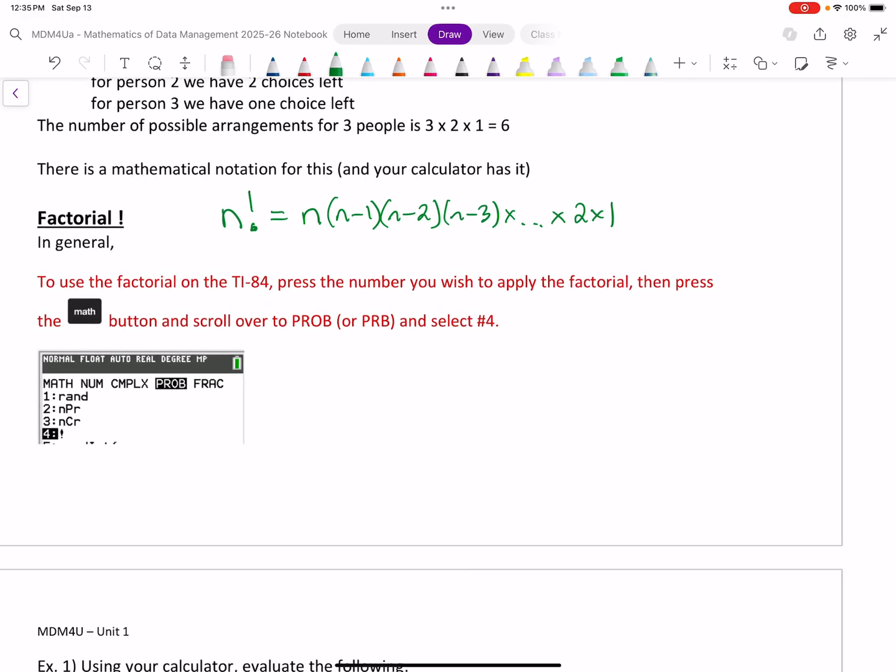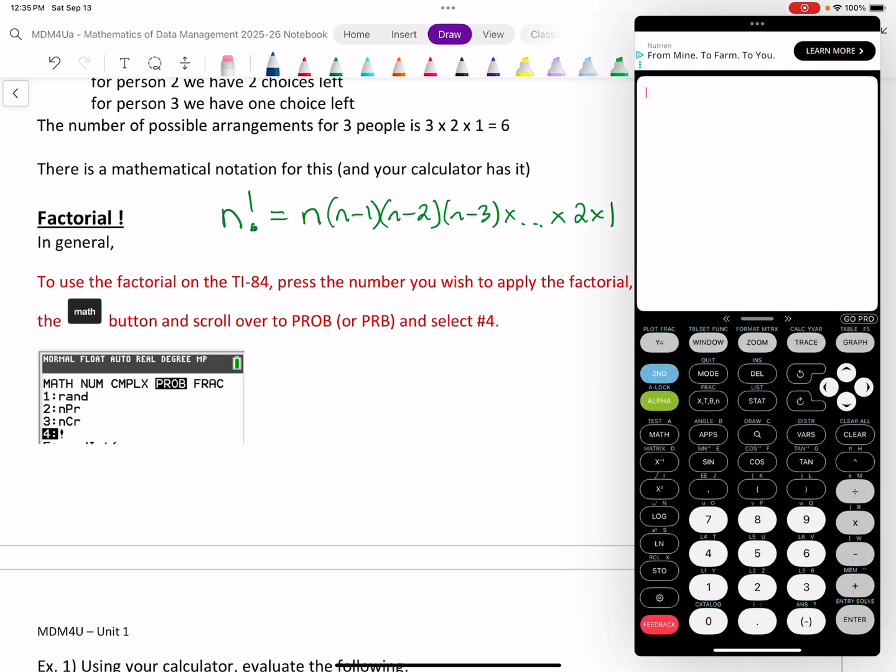But just so you know, there is a button on your calculator, which you should be aware of. And I'll just pull my calculator up. So if you go to the math button on the left column, so on the left side of your calculator is the math button. One of these things at the top, we've got PRB, which represents probability. And here, there's several things we're going to use, but for now, we're just talking about factorial. And number 4 is a factorial.